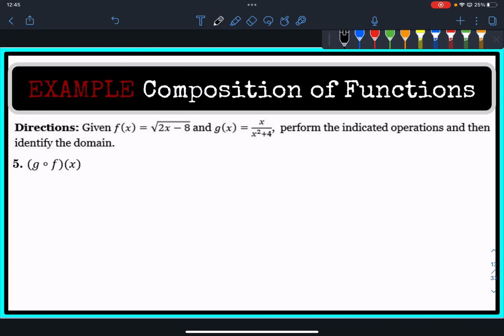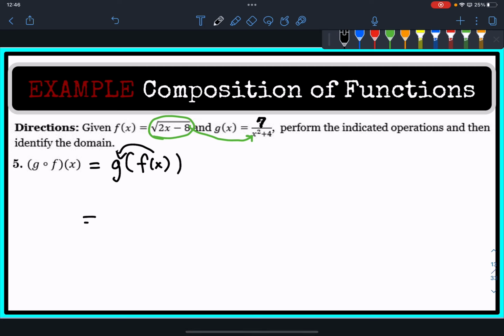Now let's look at example number 5. Notice that the order is now different. Here we want to get g of f of x. So we switch the f and g, which means now we're going to plug f into g. We're going to take this function and plug it into this x. Let's change the x on top to a 7. So there's going to be 7 over x squared plus 4.